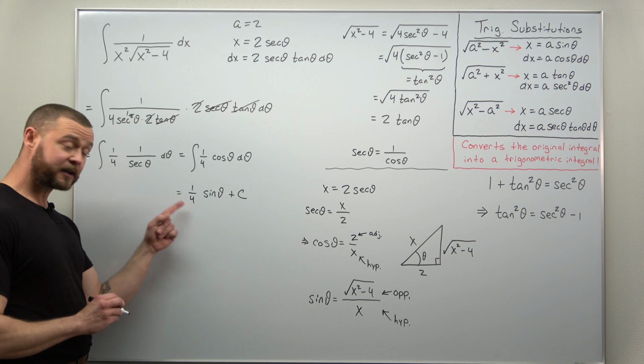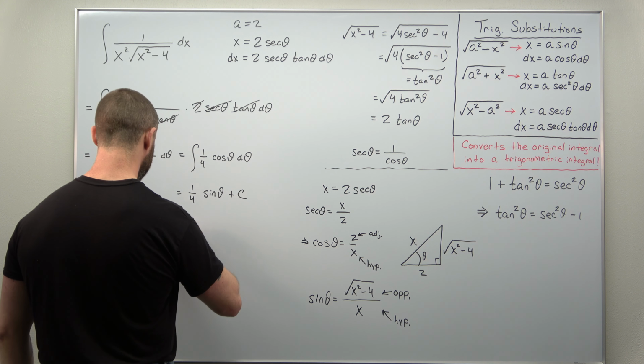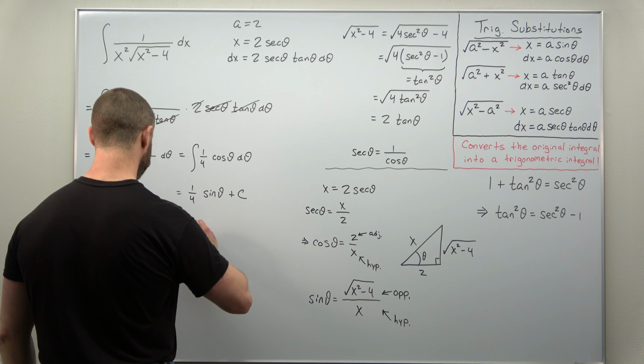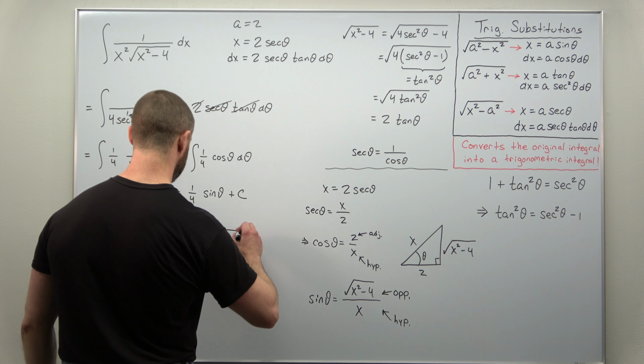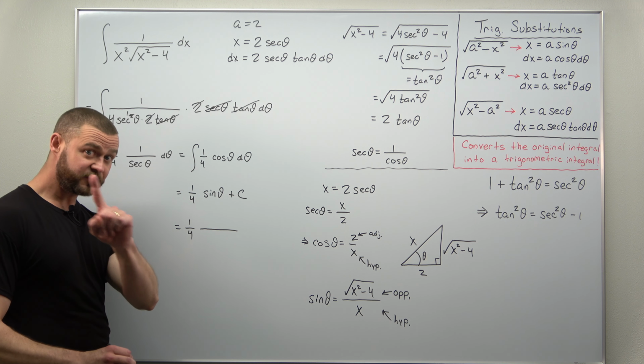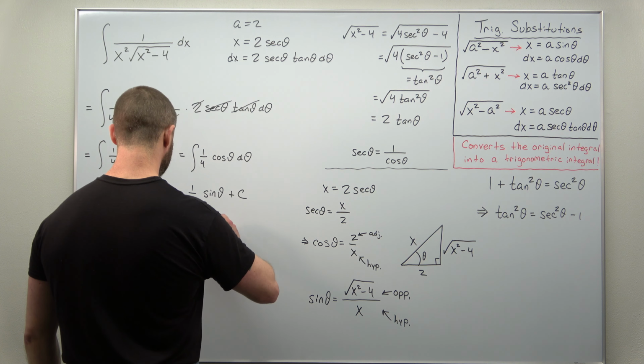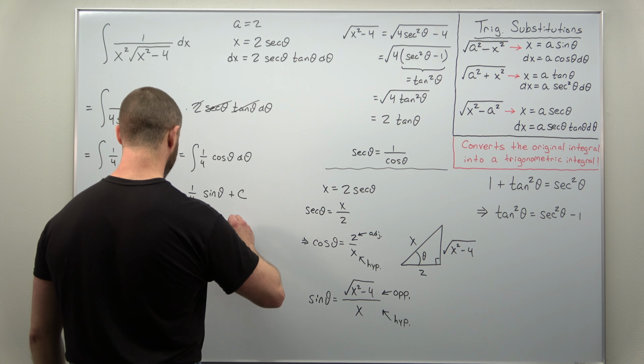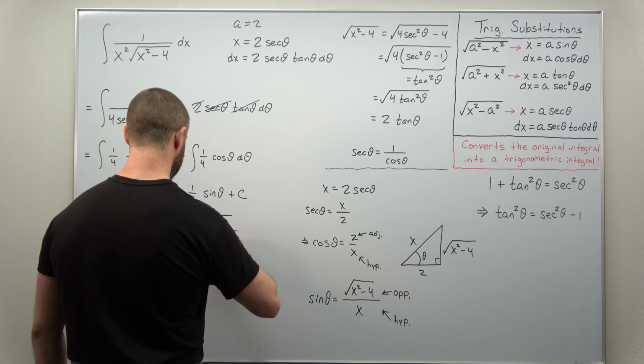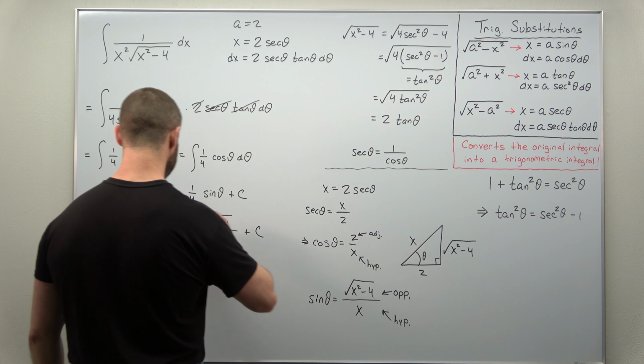Don't forget about the factor of 1 over 4. And we get our antiderivative, 1 over 4, times, now in terms of x, the square root of x squared minus 4 divided by x plus c.